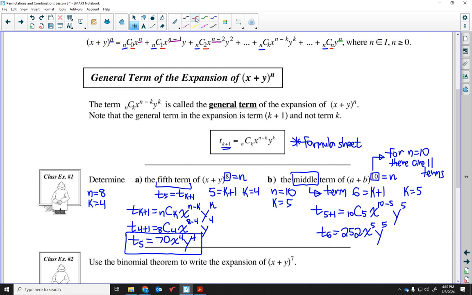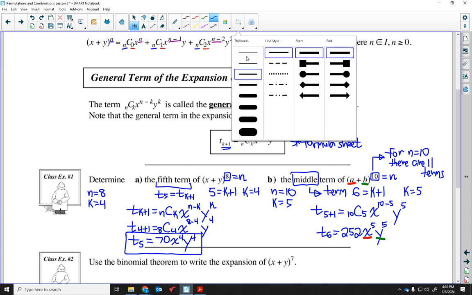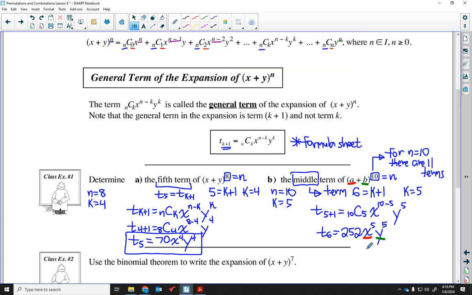One thing to note, though, is that I didn't use the correct variable. So it's not x, it's a. And it's not y, it's b. We'll have to be a bit more cautious of this in just a moment when there's something a bit more complicated for those two parts of the binomial. So we'll just write down term 6 as being t6 is equal to 252, and then a to the power of 5, and then b to the power of 5.